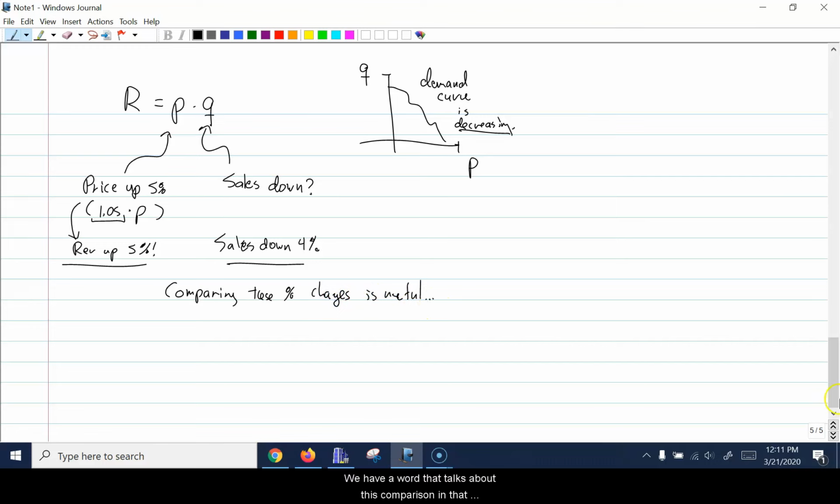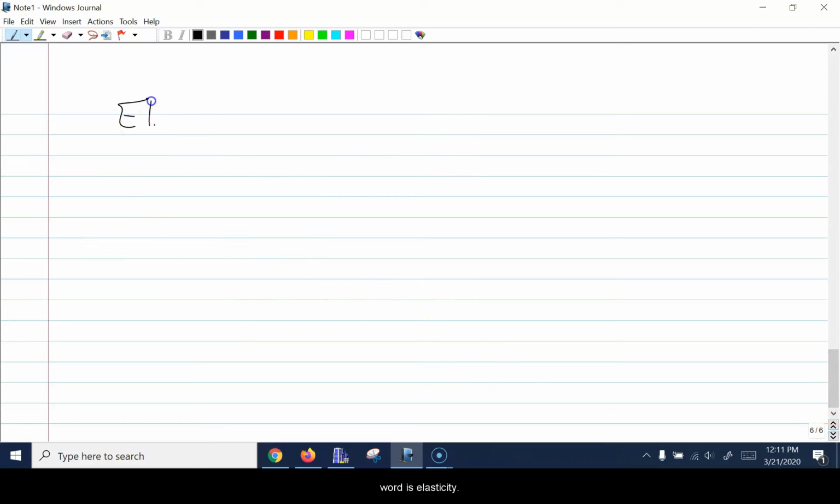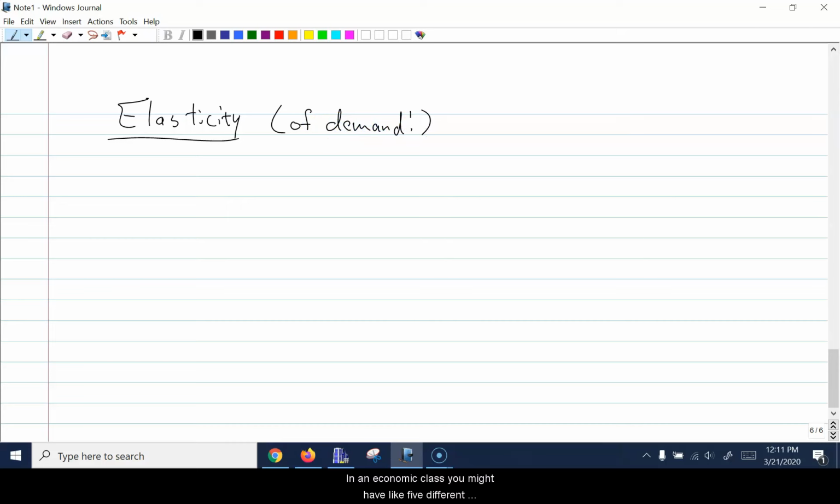So, we have a word that talks about this comparison, and that word is elasticity. Or if you want to be specific, it's elasticity of demand. In an economics class, you might have like 5 different versions of elasticity. The thing I remember most from my economics classes, you would talk about one idea, and then you would apply it to all these 5 different contexts, and they were all basically the same context about supply and demand, but supply and demand from different people's perspectives. If I'm HR, then I'm thinking about the supply and demand market of hiring people. So what does the elasticity mean in that context?